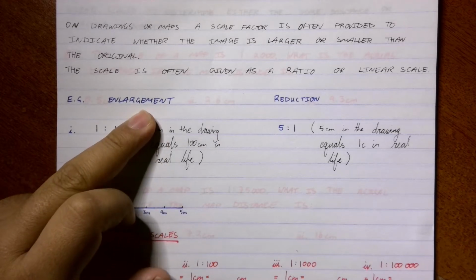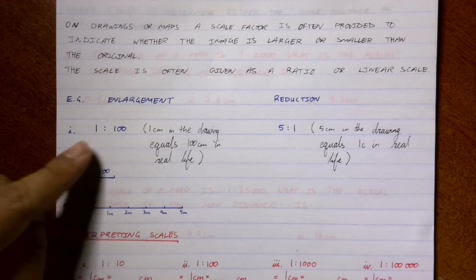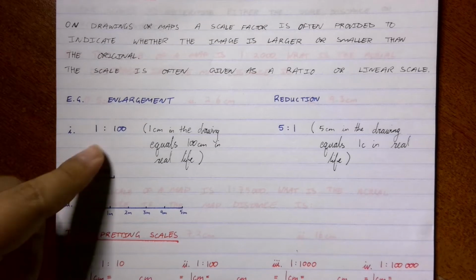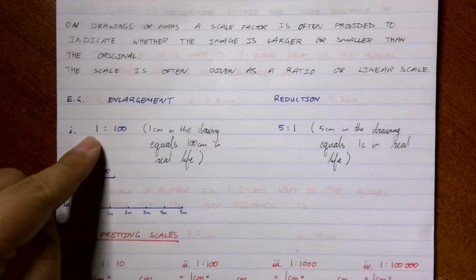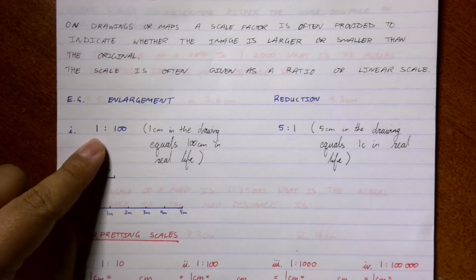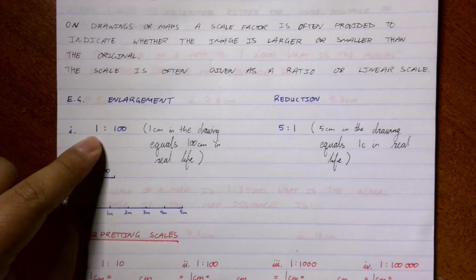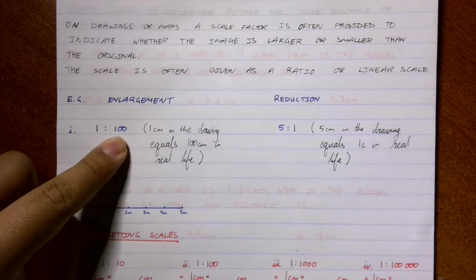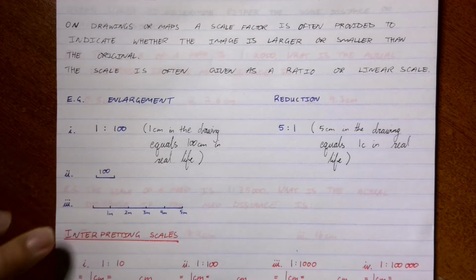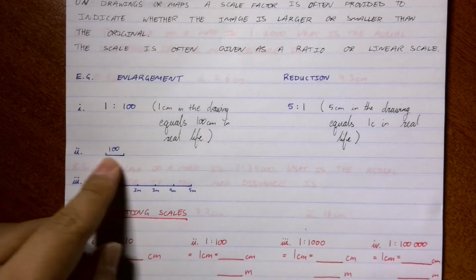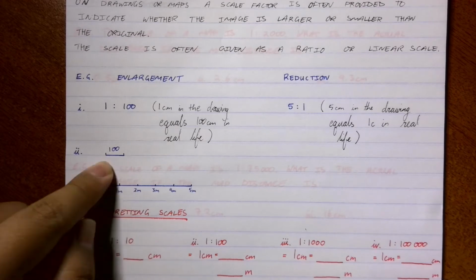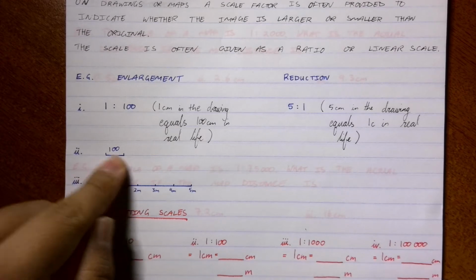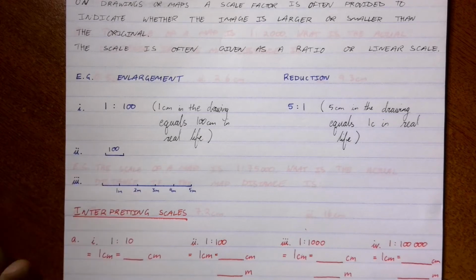Either they are enlarged, meaning that the actual image is a lot larger than what you're actually seeing. So here's a ratio of what it means. 1 is to 100, meaning 1 centimeter in the drawing is equal to 100 centimeters in real life. It can also be given as a linear scale like so, often given as 1 centimeter lines. So 1 centimeter is given as 100.